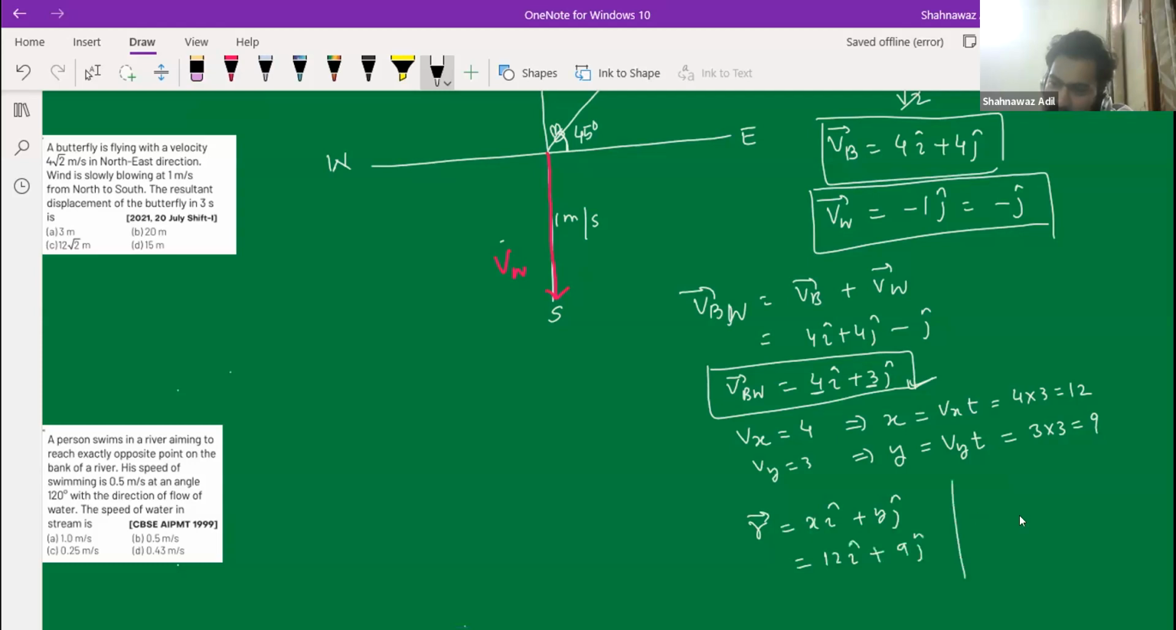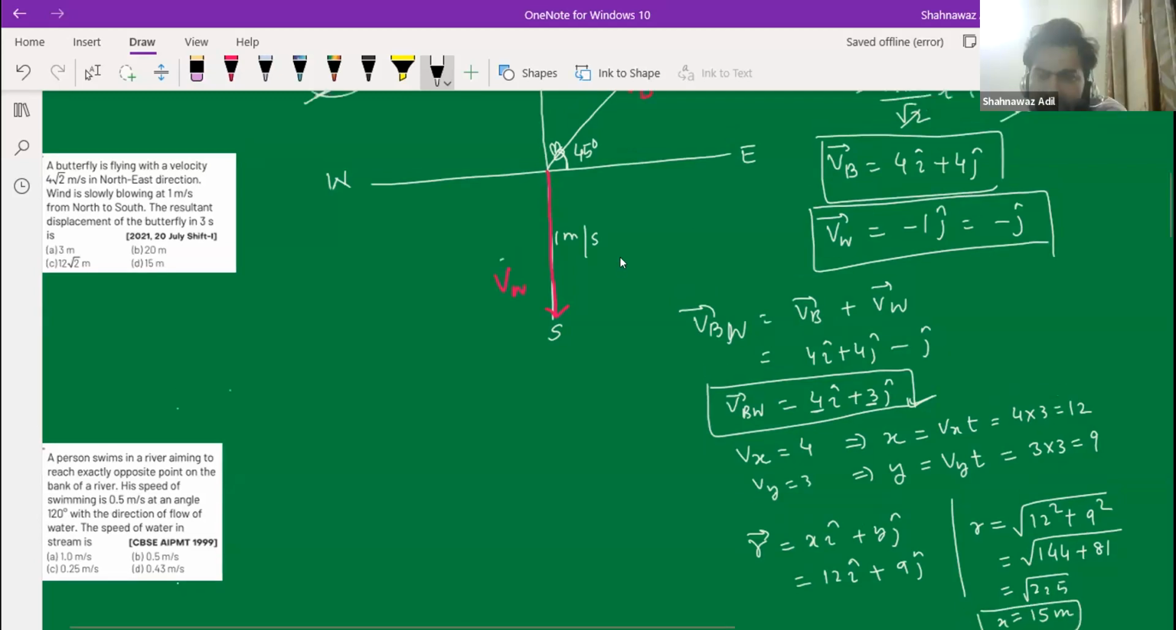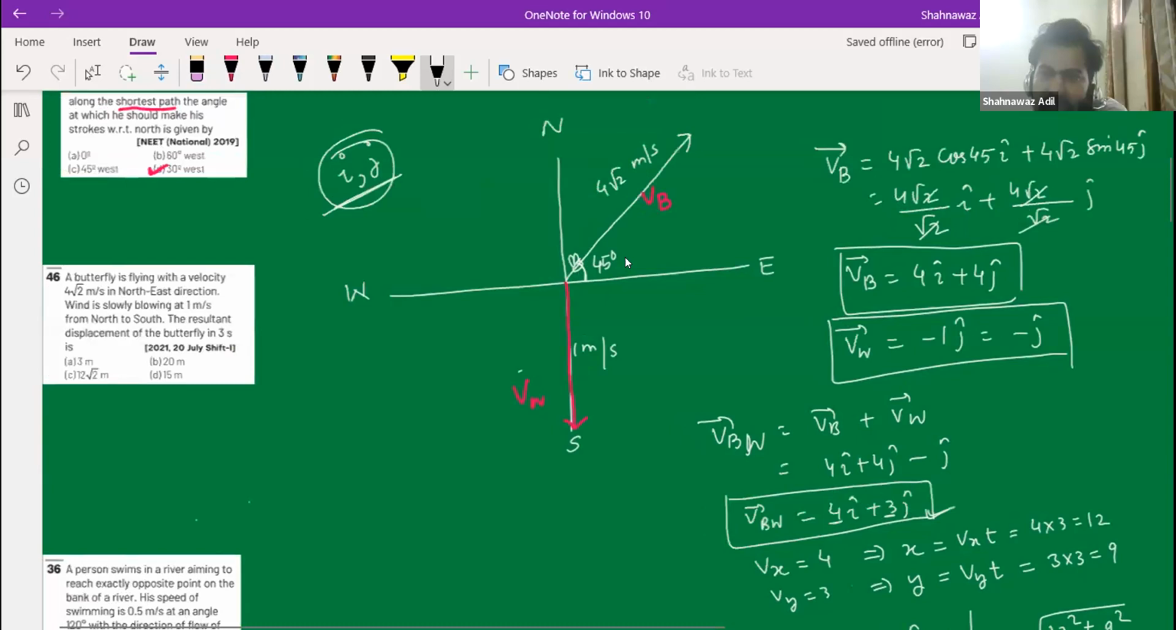So what is the magnitude? That would be the displacement, right? Root of 12 squared plus 9 squared. So this is 144 plus 81. How much is this? 3 threes are 9, 4 threes are 12, so 5 threes are 15. So this should be 15 meters. This would be the displacement. Is it clear? So we just have to write in component form.